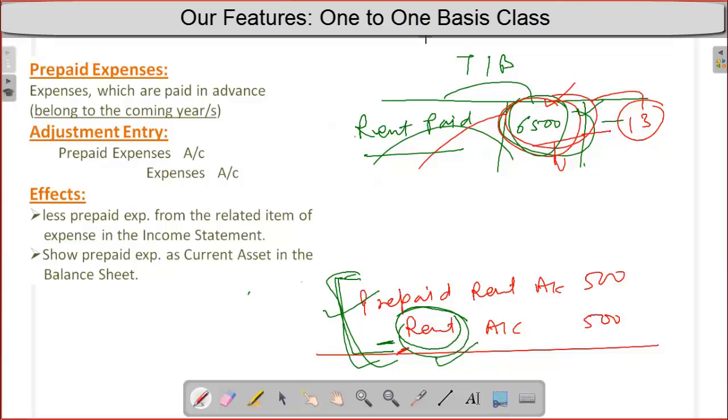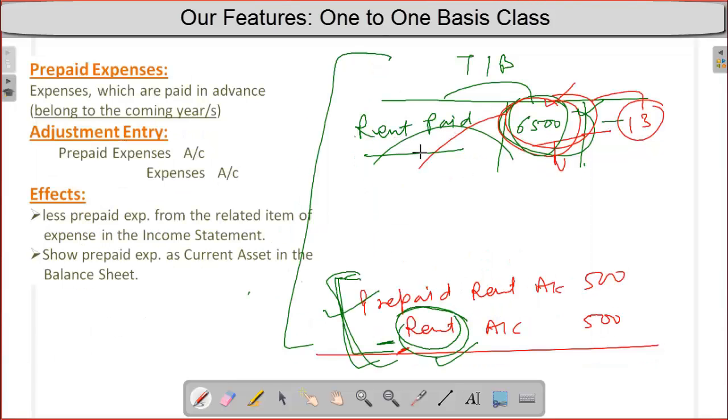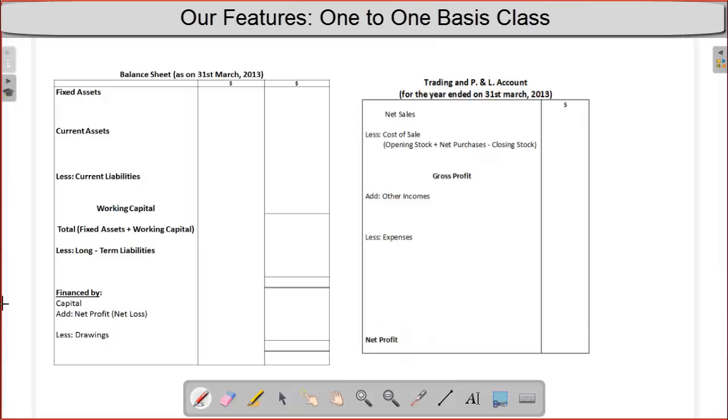Now see the impact of this entry. Now see how we will show this item in the income statement. First I will take rent. Rent as per trial balance is how much? Tell me. This is the rent, this is the trial balance na, and as per trial balance what is the amount of rent paid? 6500, isn't it? So this I will show in the expenses side. This is the profit and loss account. In the expenses I will show rent paid. Rent paid how much? 6500 as per trial balance, isn't it?